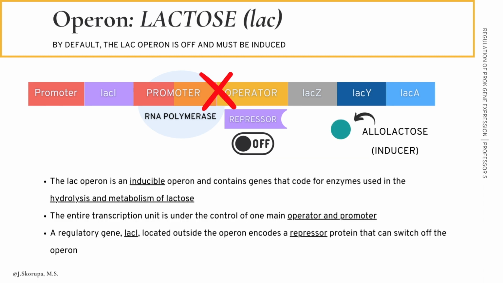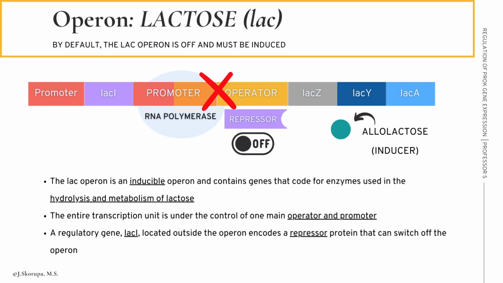So if the default for this operon is off, how do we induce gene expression of the lac operon? The answer is an inducer. And in this case, the inducer is lactose. Kind of. It's actually allolactose, which is a very similar structure to lactose. It's an isomer of lactose.